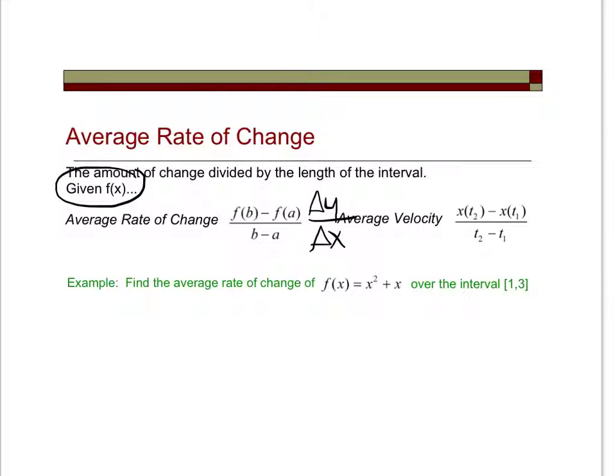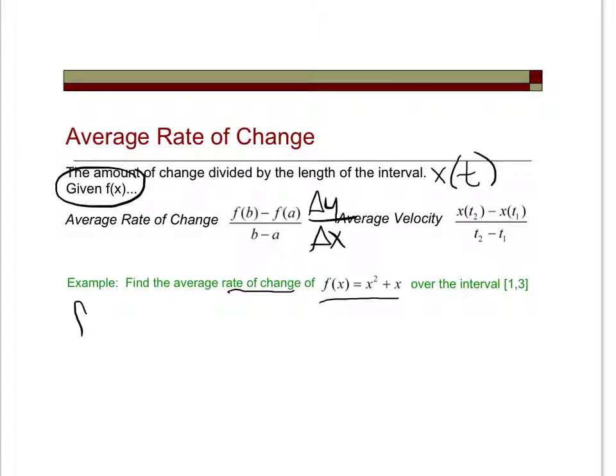Now if you want to find the average velocity given the position function, x of t, you go the change in the y values over the change in x. An example problem might be: given this function, x squared plus x, over the interval 1, 3, what is the average rate of change? Basically that says, find the slope, since I'm given f of x.